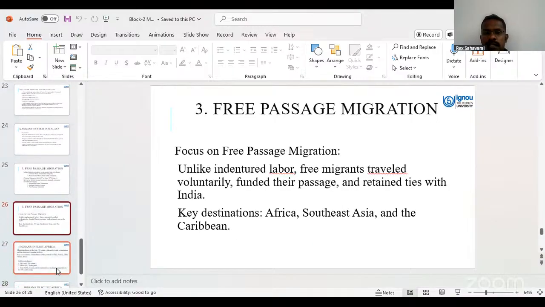Unlike indentured labor, free migrants traveled voluntarily, funded their own passage, and retained ties with India. The key destinations were Africa, Southeast Asia, and the Caribbean. Right? So it's free passage migration. This system came after both the indentured labor as well as the Kangani system ended.